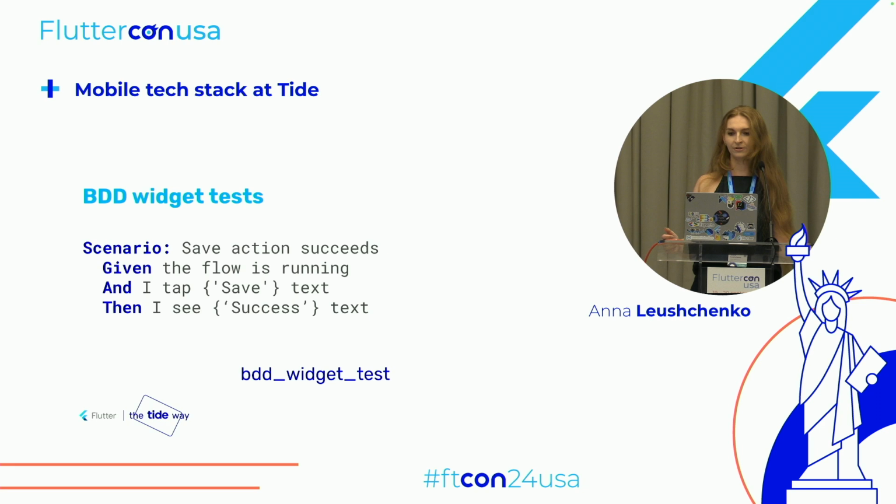Then we use a code generating package called BDD widget test to have Dart tests generated out of this text. This package already provides a lot of implementations for standard actions like I tap text and verifications like I see text. And for unknown steps like the flow is running, it would just generate a Dart method stub where we would put our own implementation.